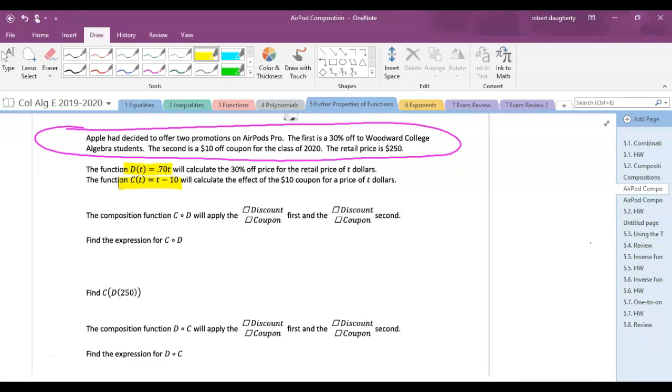Okay, so what does this mean? C composition D. What does that mean? It means C of what? This is C of D of T. C composition D means C of D of T.